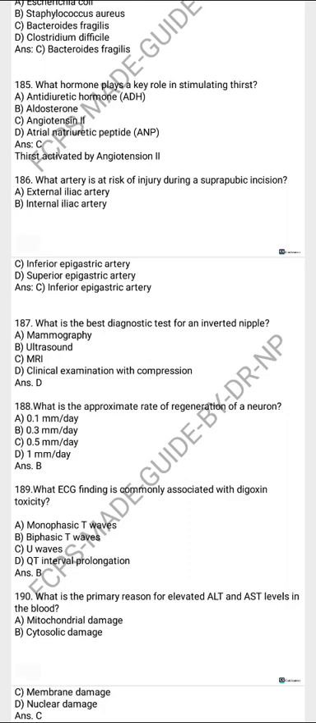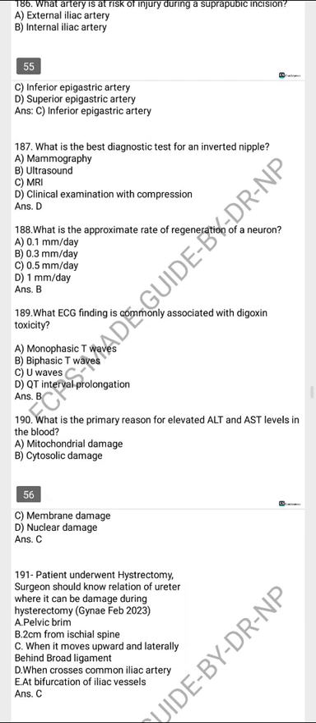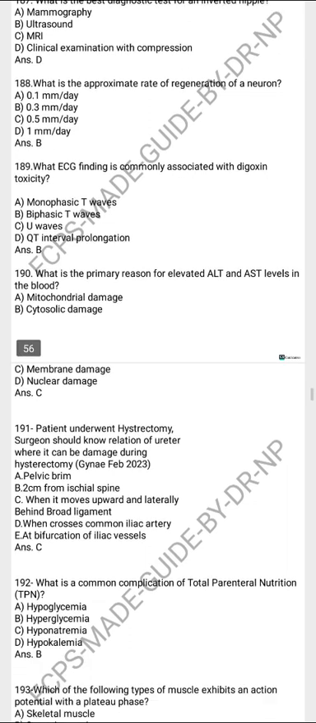The best diagnostic for an inverted nipple is clinical examination, the compression test. What is the approximate rate of regeneration of a neuron? 0.3 mm per day. Which ECG finding is commonly associated with digoxin toxicity? That is the biphasic T wave. What is the primary reason for elevated ALT and AST levels in the blood? That is membrane damage.